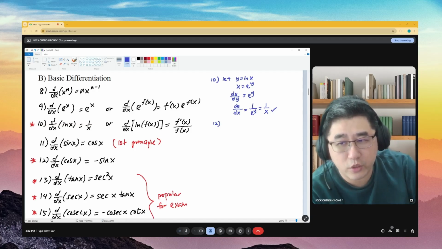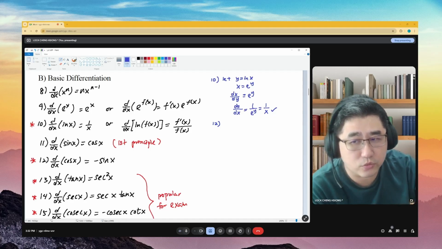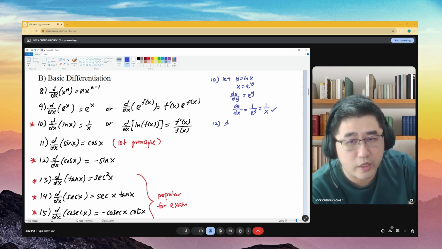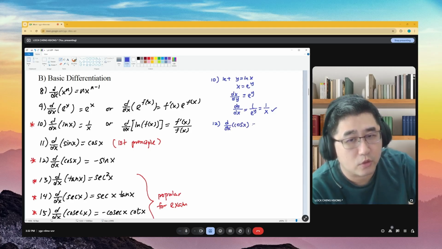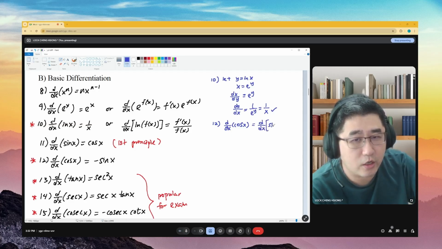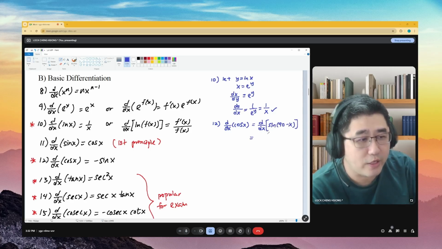How do I know the derivative of cos is negative sine? First of all, we will assume that students already know the derivative of sine is cos. Therefore, d/dx of cos x, according to P1 rule, cos x can be written as sine of 90 minus x. Then we apply the chain rule.